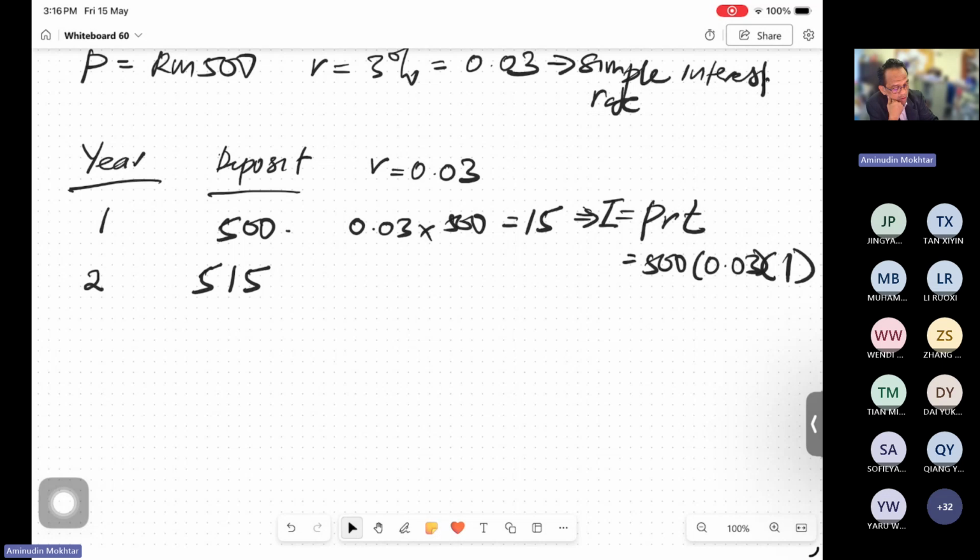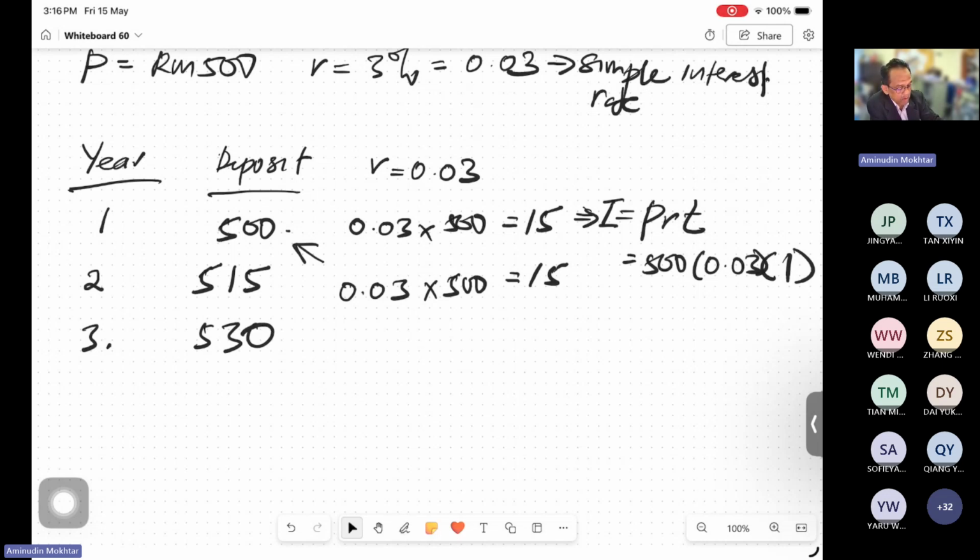So although your amount is 550 at the early of year 2, based on the simple interest rate, the 3% is calculated based on the original principal. That is 500. You still receive 50 ringgit for year 2. So at early of year 3, your total saving now becomes 550 plus 50, which is 600. And then this process continues.